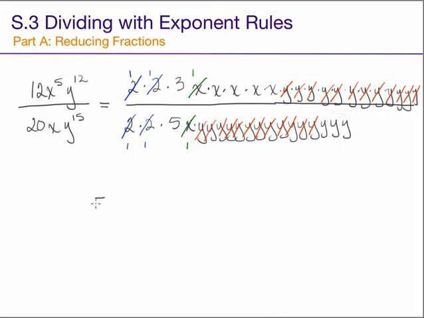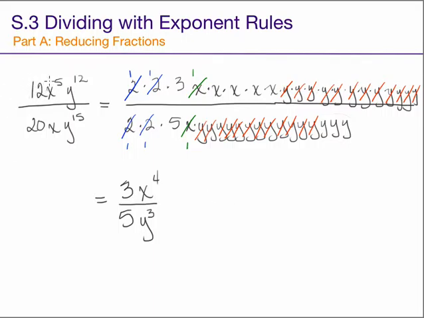Let's take stock of what's left. There's a 3, and 1, 2, 3, 4 copies of x. And that's it on the top. On the bottom, I've got a 5, and 1, 2, 3 copies of y. That's my answer. Do you think maybe there's a shorter way to do this? There usually is.